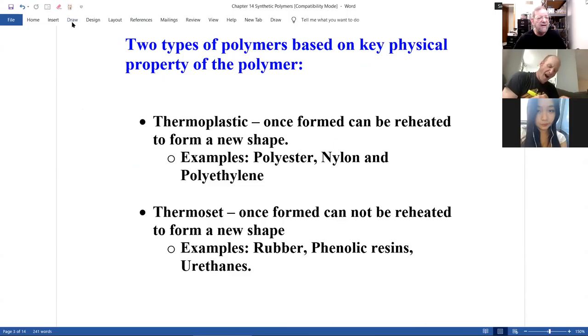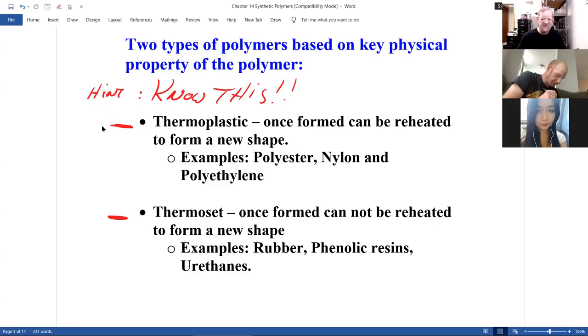Now, that is chemical property. The other type of way of classifying polymers is based on a key physical property of that polymer. And the two types are thermoplastic and thermoset. And a thermoplastic polymer is a polymer that, once formed, can be reheated to form a new shape.